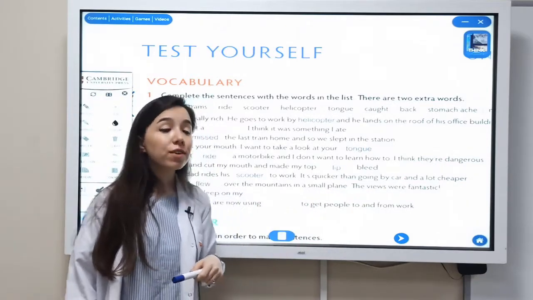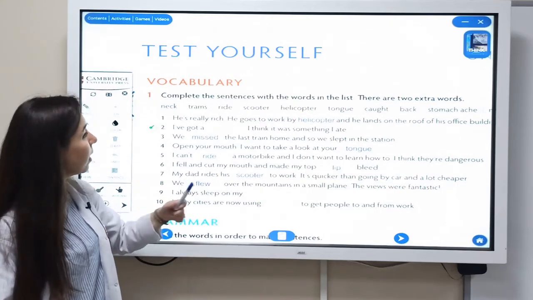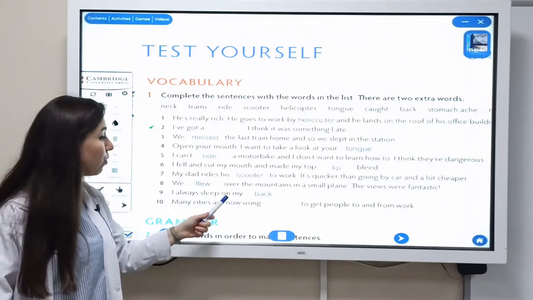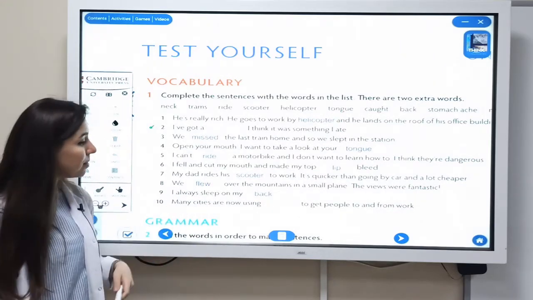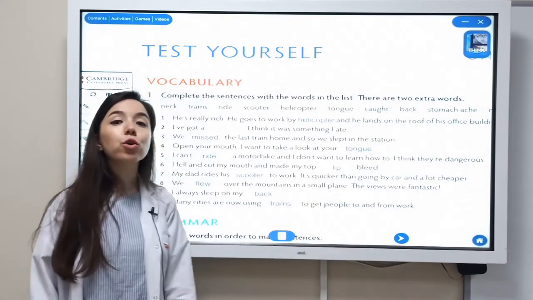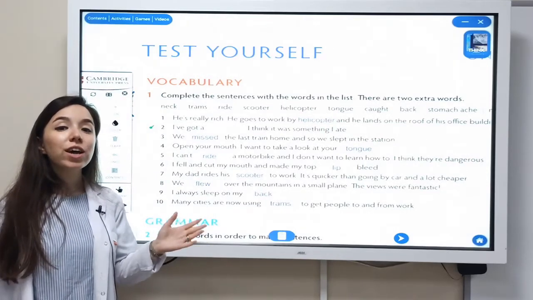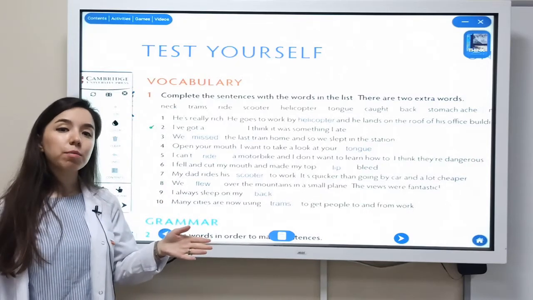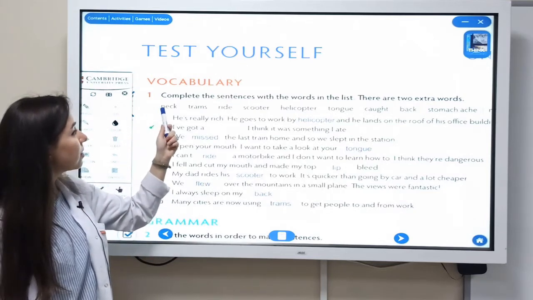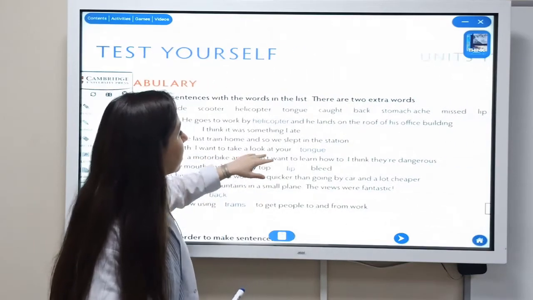The views were fantastic. I always sleep on my back. What can we say? On my back. I slept, for example, like this. Yes, I always sleep on my back. Many cities are now using trams to get people to and from work. Trams, yes, because a tram is one of the easy ways to move people from one part to another part. Yes, from one direction to another direction. So there are two extra words. What are the extras? One of them is neck, and another extra word is cuff.